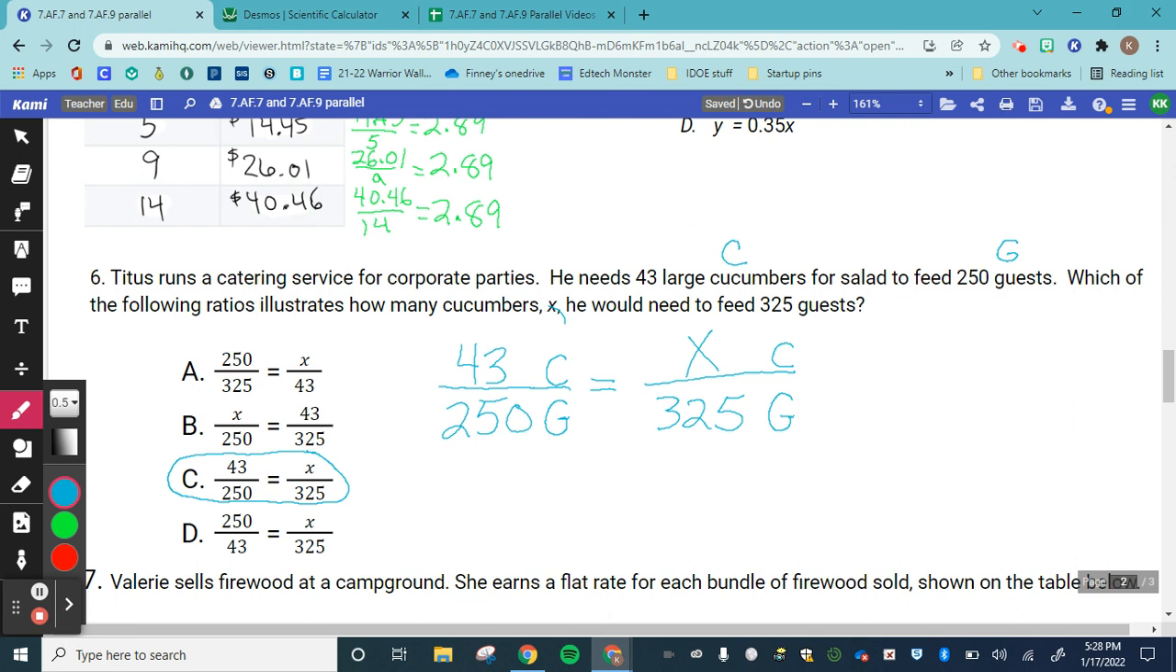Now, if we had gotten to a question where it didn't match, what I usually do is I just cross multiply. So I use the butterfly method, and then I use the butterfly method on my answer choices to see which one would get me the same numbers. But in this case, it did match up. Our labels matched up with theirs. So the correct answer for number 6 is C.